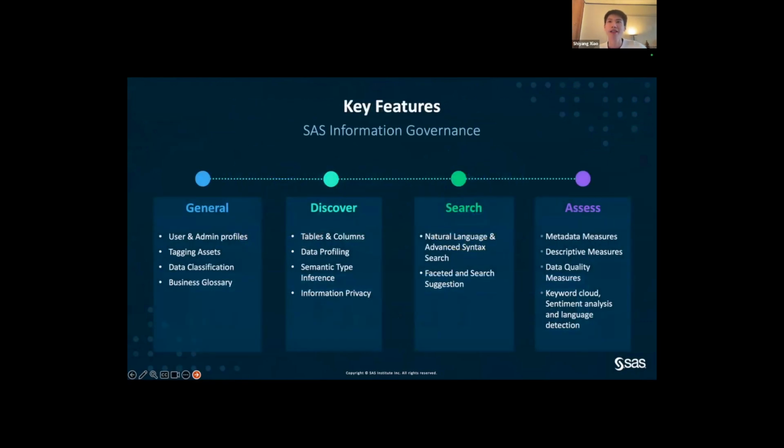Some of the key features that SAS information governance include are the ability to tag, classify, and add business logic and terms, discover data across multiple data sources, and provide valuable insights through profiling and semantic types information. Discovered data can be assessed to determine the quality and fit of the data. Metadata, descriptive, and data quality measures are provided in an easy-to-understand, business-friendly interface. Insights gained through profiling and democratization of assets are shared and are searchable with the team through SAS information governance.